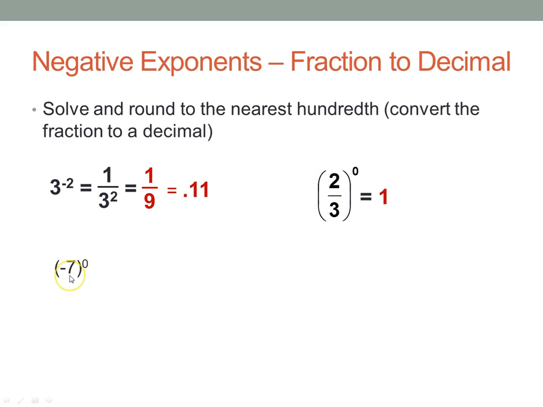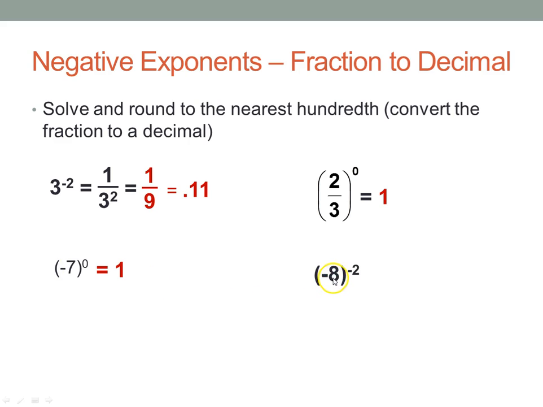So how about this? Negative 7 to the 0 power? Well, I just said, right? What did I just say? That's going to be 1, even if it's a negative number. That doesn't make this into a negative 1. The only way it would be a negative 1 is if the negative sign was outside of the parentheses, based on order of operations. And let's do one more.